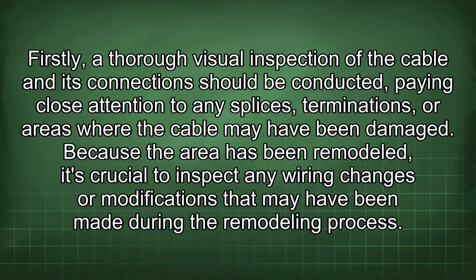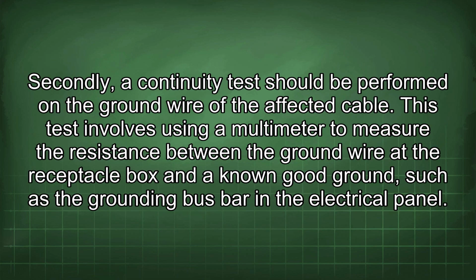The solution to this problem involves systematically locating and repairing the open ground. Firstly, a thorough visual inspection of the cable and its connections should be conducted, paying close attention to any splices, terminations, or areas where the cable may have been damaged. Because the area has been remodeled, it's crucial to inspect any wiring changes or modifications that may have been made during the remodeling process.